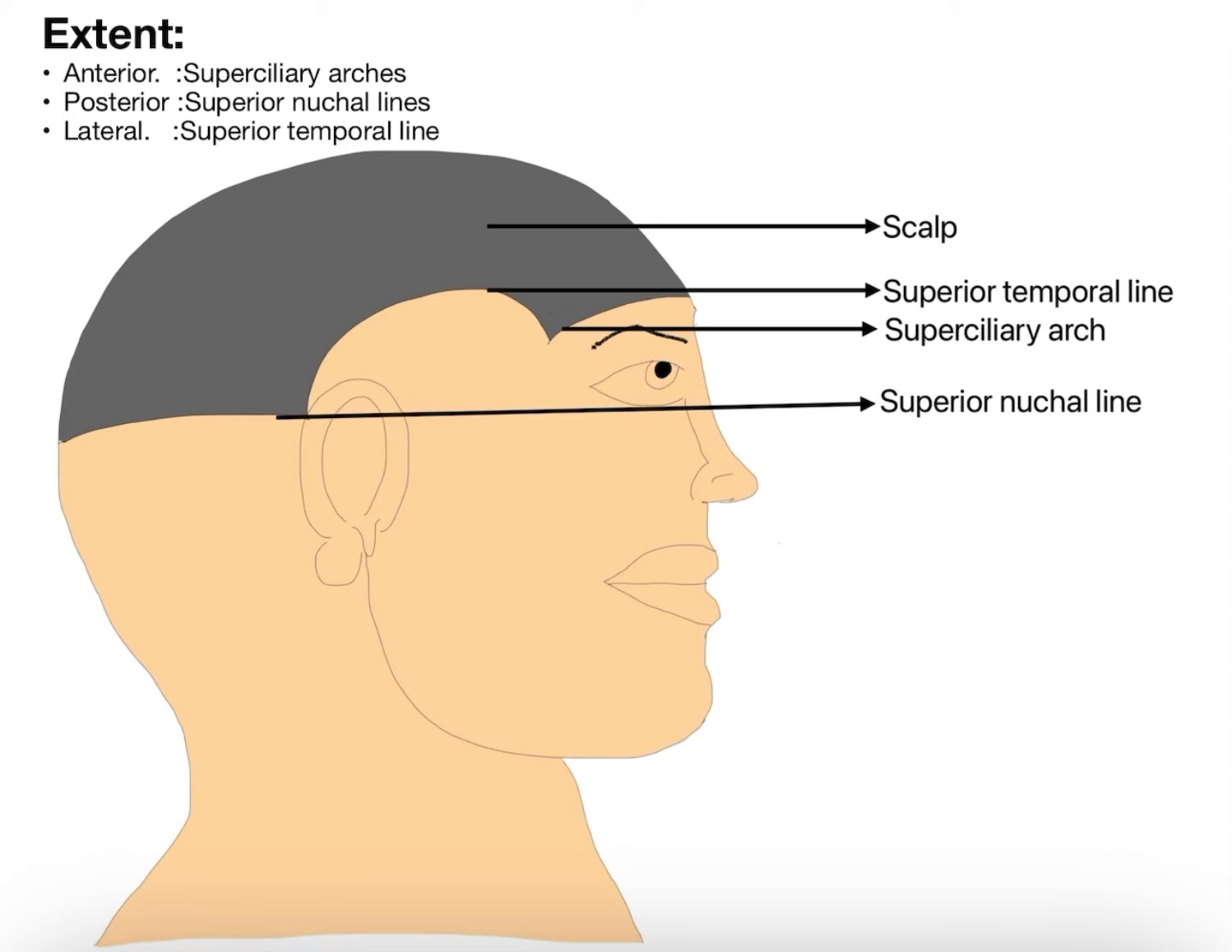If we see posteriorly, it extends till the superior nuchal line. So the posterior extent of scalp is the superior nuchal lines. If we see laterally, scalp extends laterally till the superior temporal line. So the lateral extent of scalp is the superior temporal line. Extent of scalp: anteriorly superciliary arches, posteriorly superior nuchal lines, laterally superior temporal line.